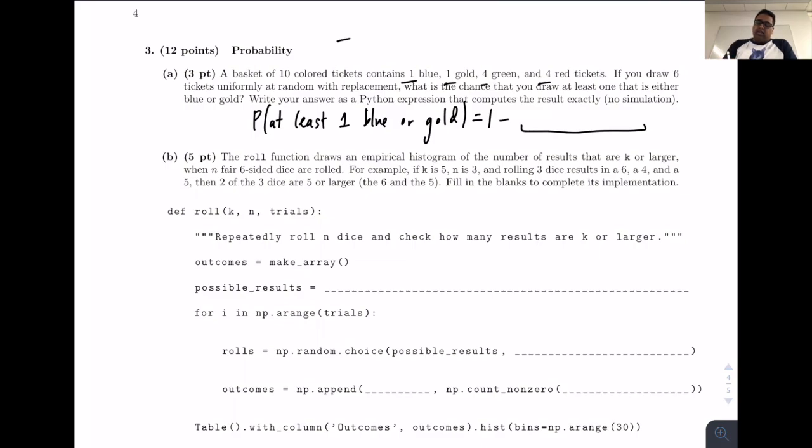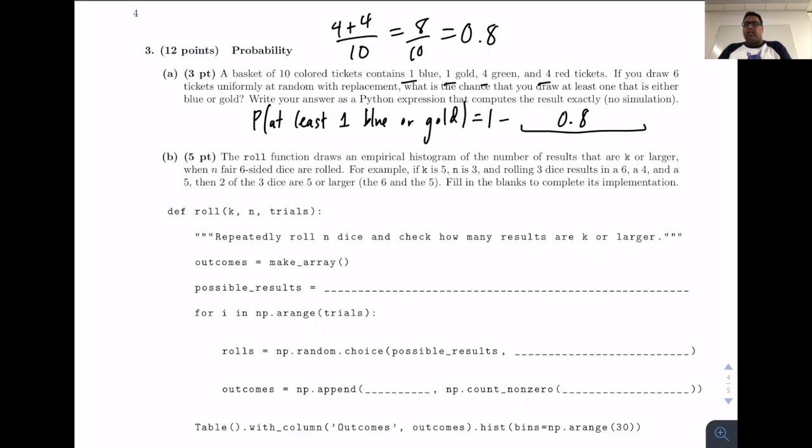Well, there's 10 cards in total, and how many are not blue or gold? Well, there's 4 green, and there's 4 red. That adds up to 8 over 10, or 0.8, right? So if we draw one card at random, there's a 0.8 chance that it's not blue or gold, so there's a 0.8 chance that it's either green or red. So we know we're going to have a 0.8 somewhere here.